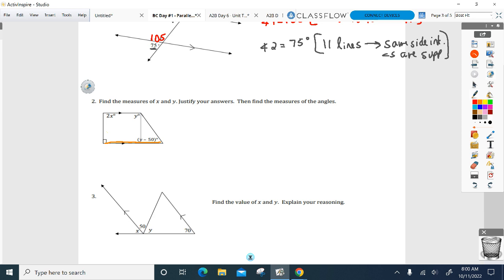They're inside the parallel lines, same side of the transversal. So we can set up this. We can say 2x plus, what's the other angle? 90 equals 180. Go ahead and solve. 2x equals 90. X equals 45.